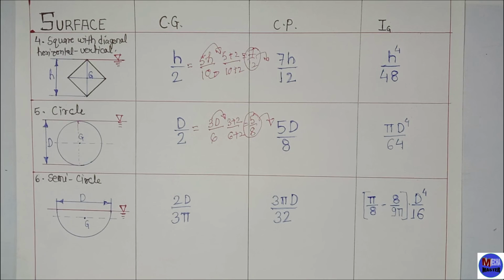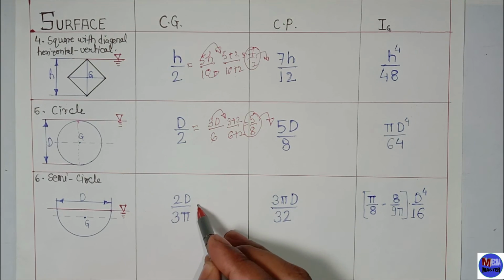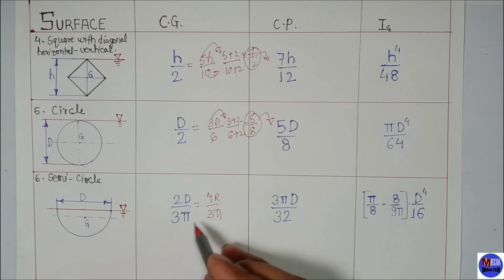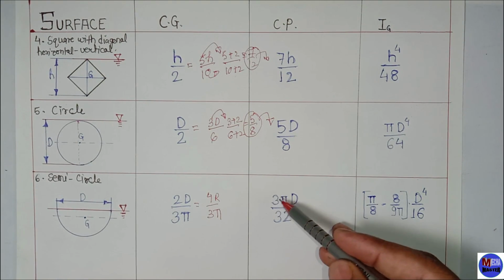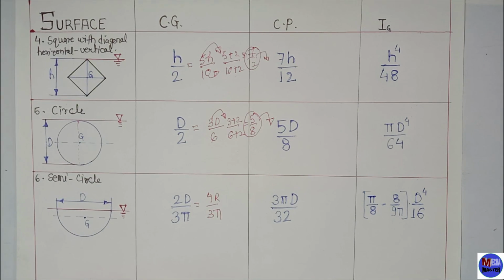Semicircle is also a special case, but I don't have any trick for this. You have to remember it directly. You can see the distance of centroid equals 2d upon 3 pi. You can also write it as 4r upon 3 pi. The Cp is 3 pi d upon 32. I don't have a trick. You can make your own trick for this condition.